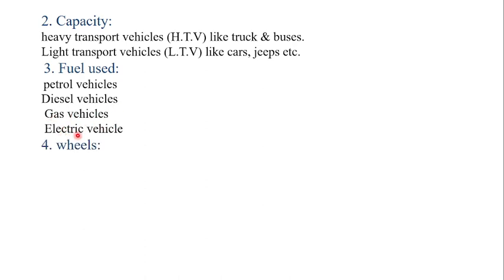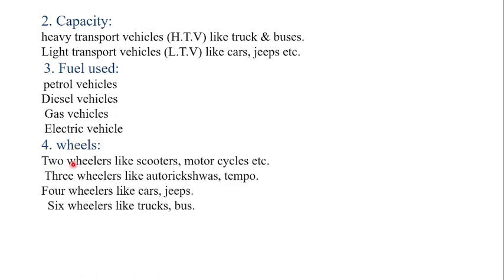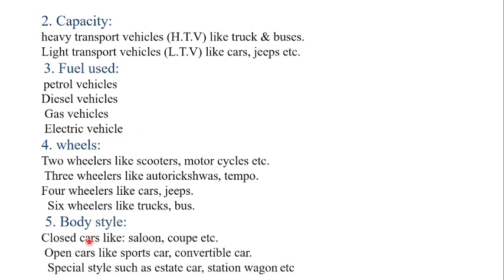Next, electric vehicles. Next classification, by wheels, has four types: two wheelers like scooter, motorcycle, etc., three wheelers like auto rickshaw, tempo, and four wheelers like car, jeep. Next, six wheelers like truck, buses. Next, the fifth type is classification on body style: closed cars like saloon, coupe, etc. Open cars like sports car, convertible car. Special styles such as estate cars, station wagon, etc.